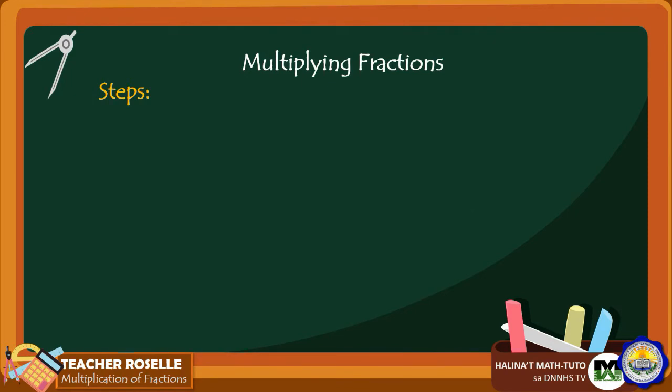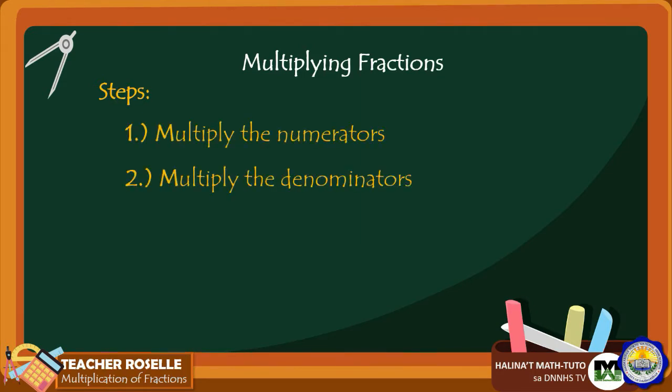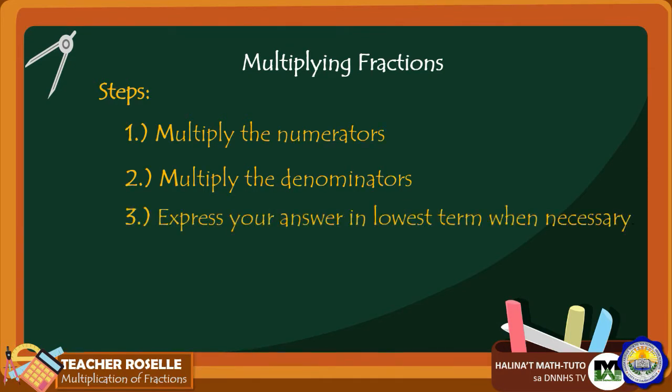When performing multiplication of two fractions, remember the following steps. First, we need to multiply the numerators. Second, multiply the denominators. And third, express your answer in lowest term when necessary. Without further ado, let's start multiplying fractions.